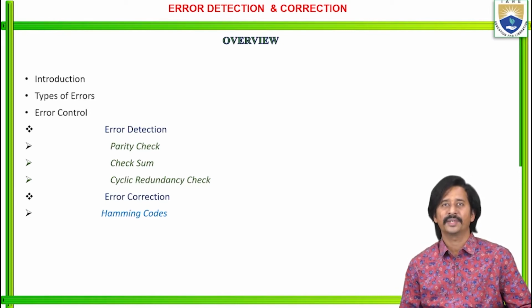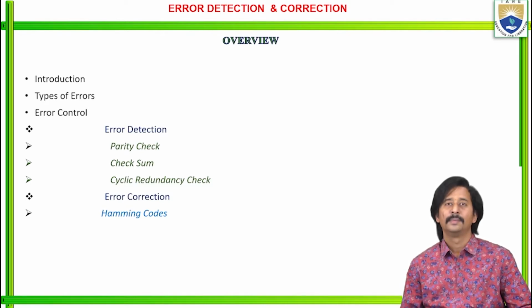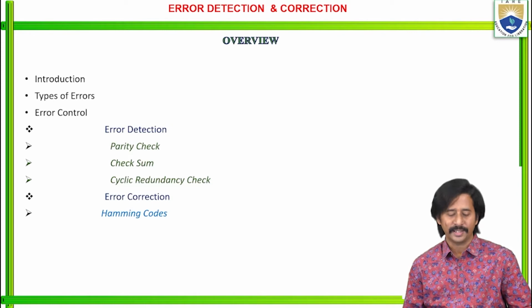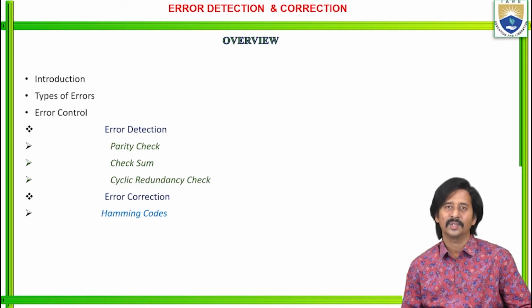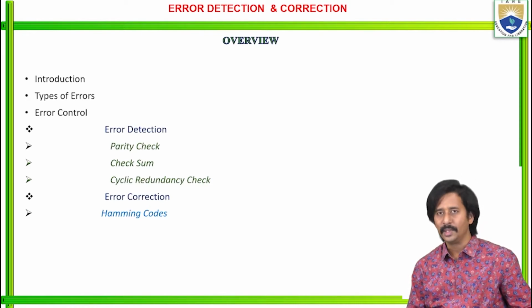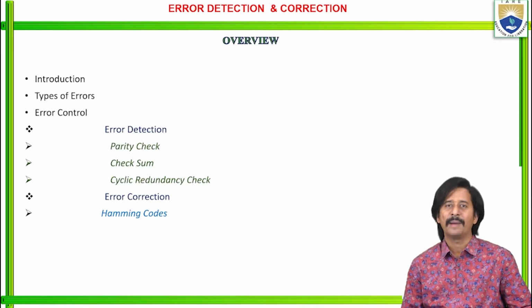Introduction about error detection and correction, types of errors, error control, basically done either by error detection or error correction. For error detection we have three methods: parity check, checksum and CRC, cyclic redundancy check. And in case of error correction, the important concept is Hamming codes.